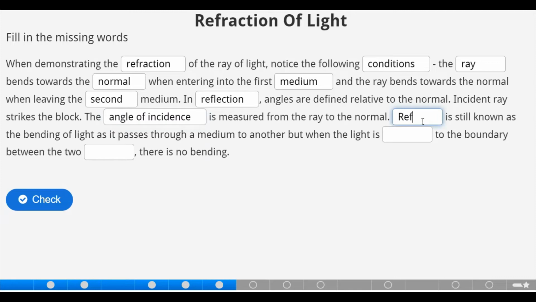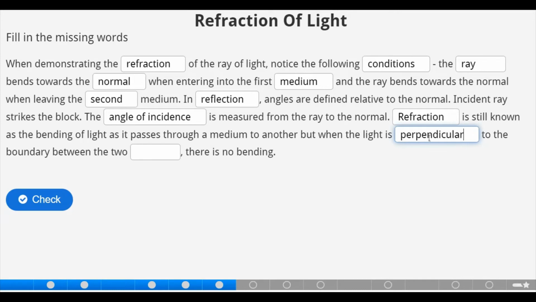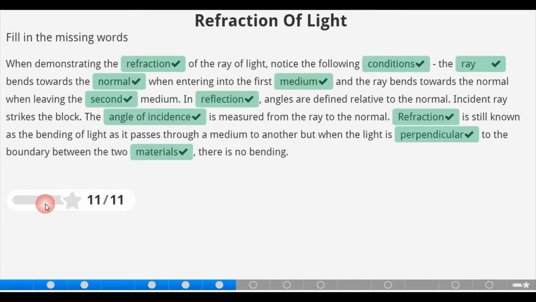Now, refraction is still known as the bending of light as it passes from one medium to another. But when the light is perpendicular, that is, at 90 degrees to the boundary between the two materials, there is no bending. Let's check. That's correct.